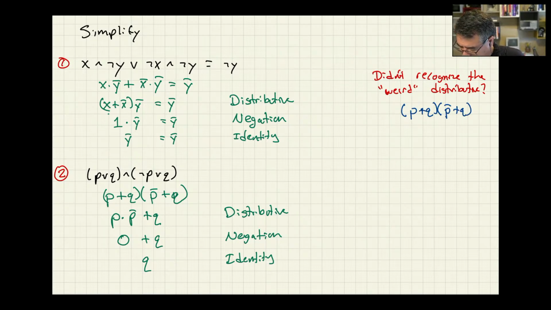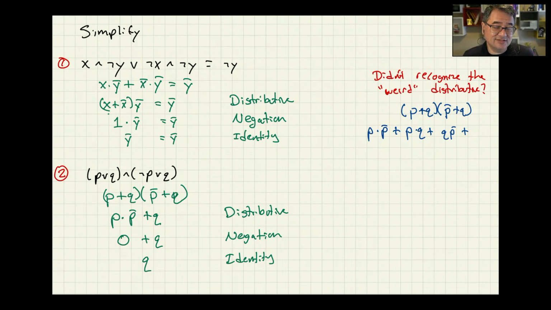And so we're going to do FOIL on this. So we're going to do the first, which is P times not P, plus the outer, P times Q, plus the inner, Q times not P, plus the last. And now you don't get Q squared in this case. You get Q times Q, because we don't have a square operation. All we've got is negate, multiply, and add. So we get Q times Q.